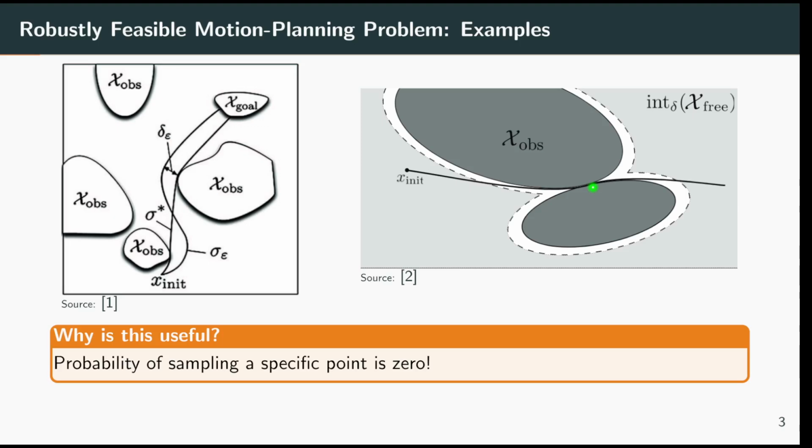And the probability of sampling exactly one point is always zero because the point has an area or volume of zero. And so in the following, we will deal with these sorts of probabilities. We want to always make sure that the probabilities are strictly greater than zero.